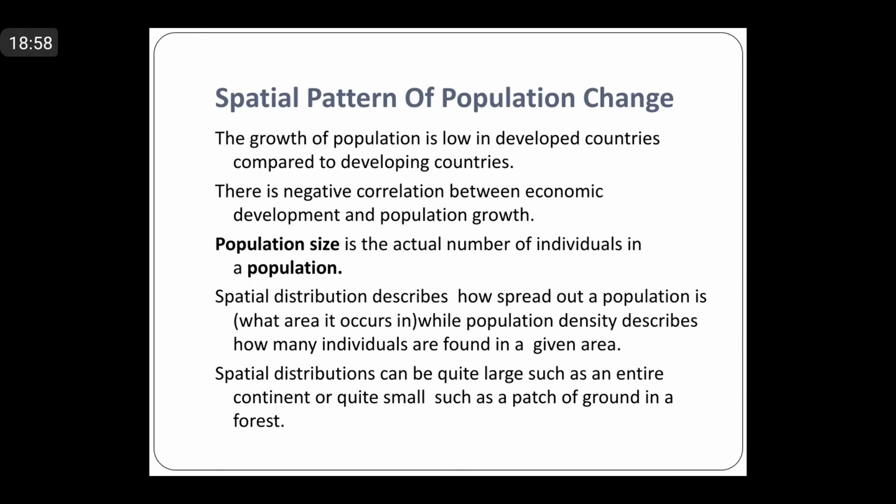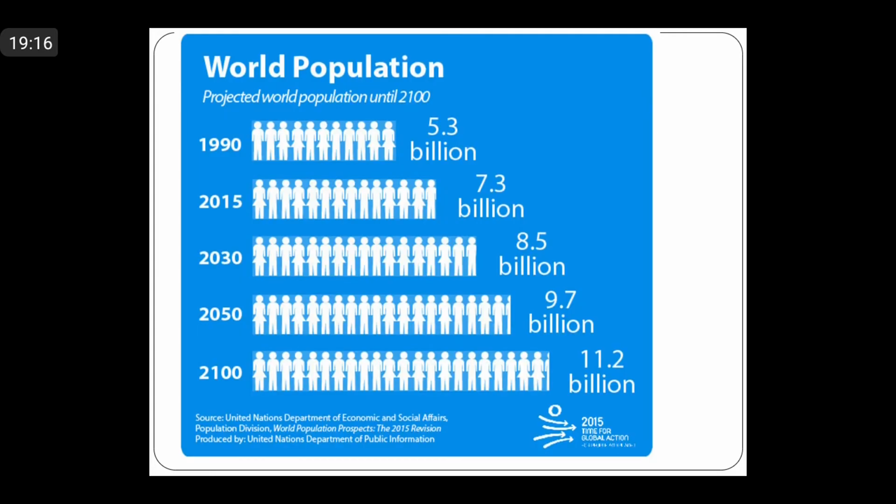Now, spatial describes, I just now told you, how spread out a population is. Spatial distribution can be quite large, such as an entire continent, or quite a small area, such as a patch of ground or a forest. Then you can see here the projected world population until 2100 is given here. So what does it show?